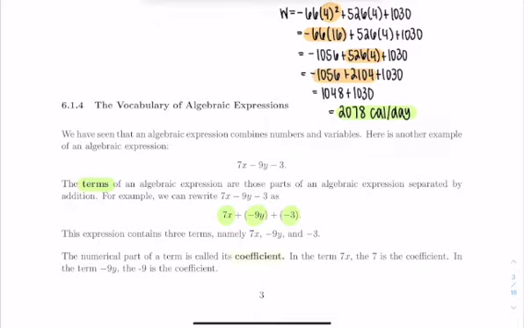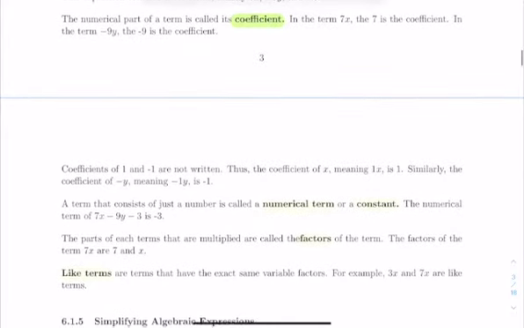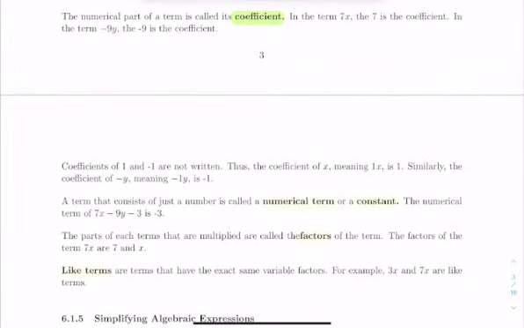The numerical part of a term is called its coefficient. In the term 7x, the 7 is the coefficient. In the term negative 9y, negative 9 is the coefficient. Coefficients of 1 and negative 1 are not written. Thus, the coefficient of x, meaning 1x, is 1. Similarly, the coefficient of negative y, meaning negative 1y, is negative 1. A term that consists of just a number is called a numerical term or a constant. The numerical term of 7x minus 9y minus 3 is negative 3.